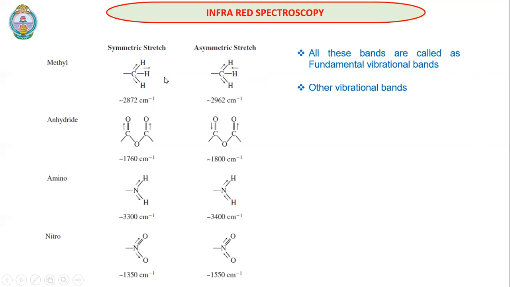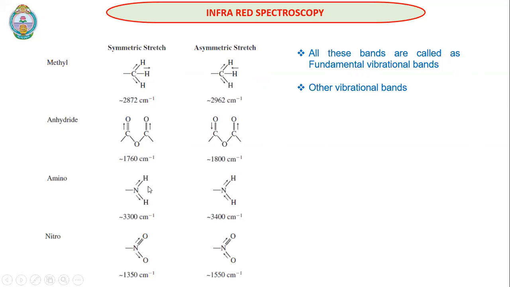Then we also look at some more examples for symmetric and asymmetric stretching vibrations. This we have studied. In the methyl group, we have symmetric stretching, and asymmetric stretching is also possible. Anhydride, as I said, will exhibit two bands, 1810 and 1780, similar to that. Why? Because it has two stretching vibrations, one is symmetrical stretching, another one is asymmetric stretching.